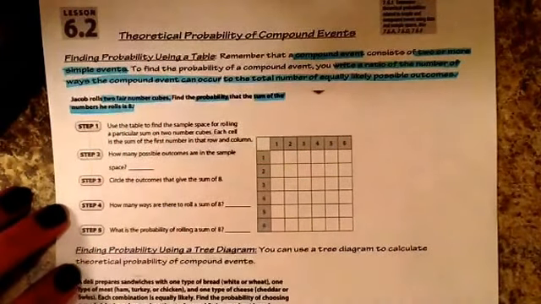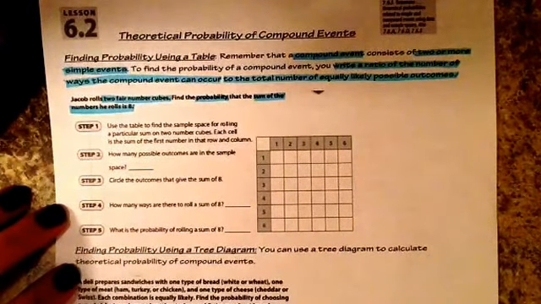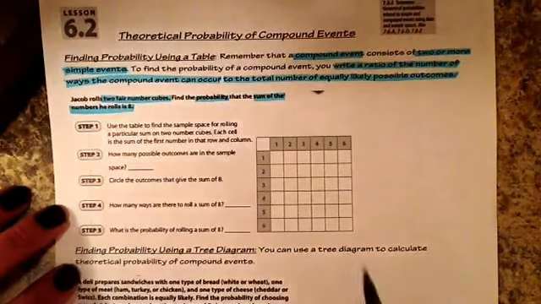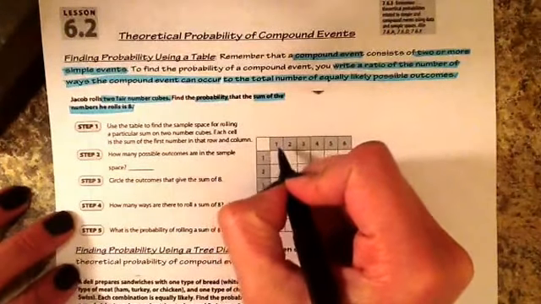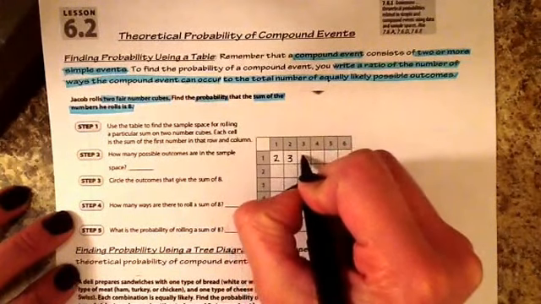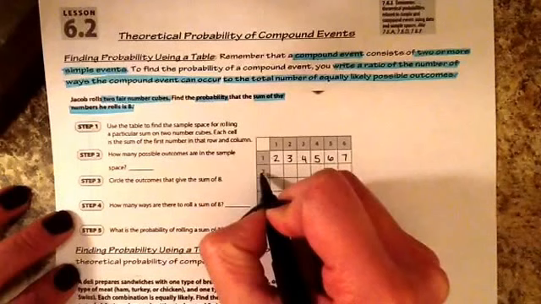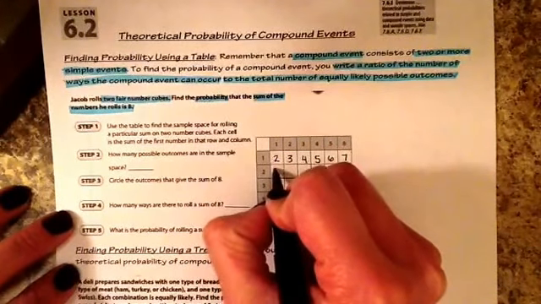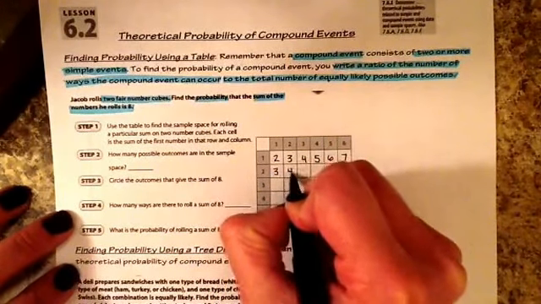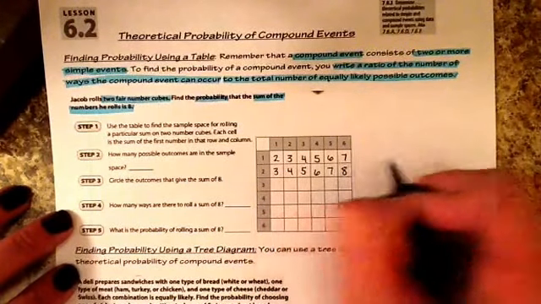So in step 1, we're going to use the table to find the sample space for rolling a particular sum on 2 number cubes. Each cell is the sum of the first number in that row and column. So we're just going to add these two. If I rolled 2 ones, my sum would be 2, and then 3, 4, 5, 6, and 7. If I rolled a 2 and a 1 and I added them up, it would be 3, then 4, 5, 6, 7, 8.